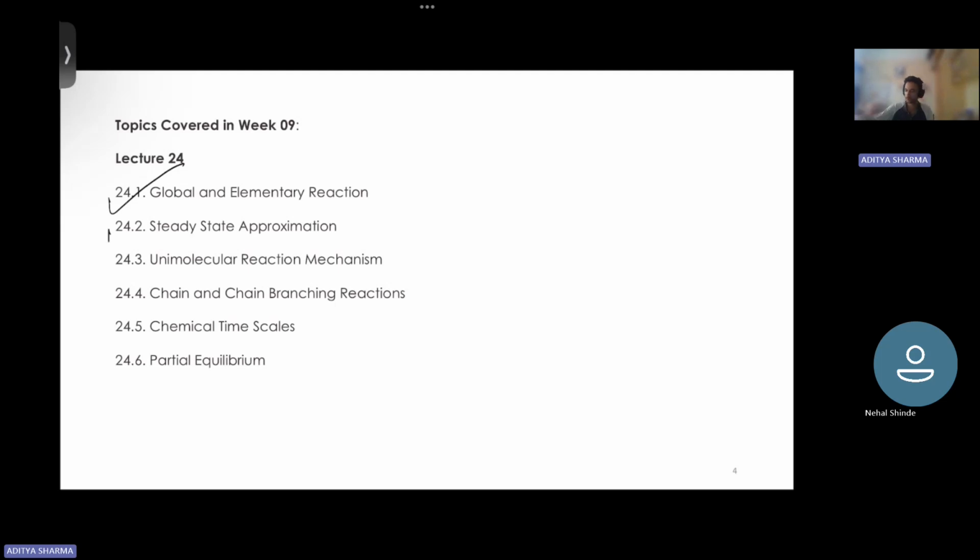The next heading is the steady state approximation. Basically, what this topic suggests is that in your reactions, some steps you can consider as steady state reactions, right? The idea of such a supposition is that it simplifies the analysis of your reaction, right? So this is your steady state approximation.